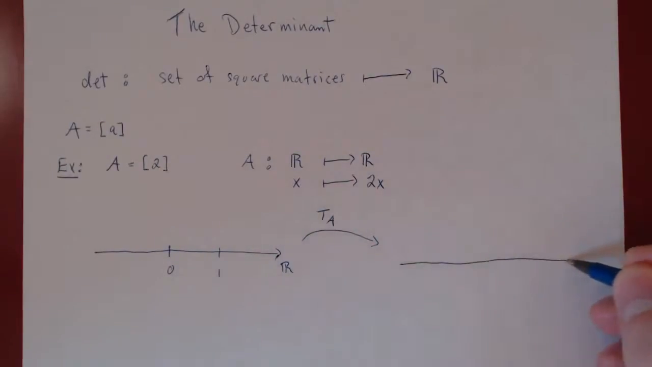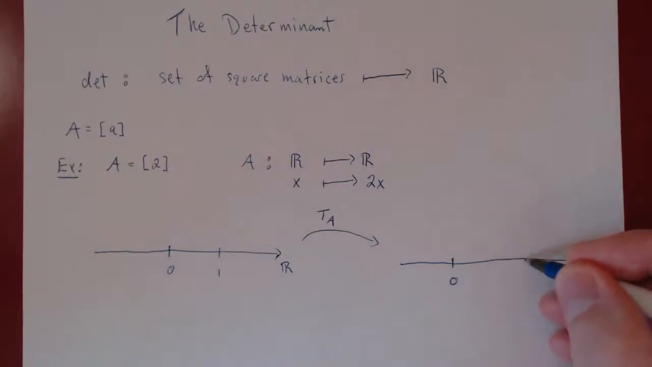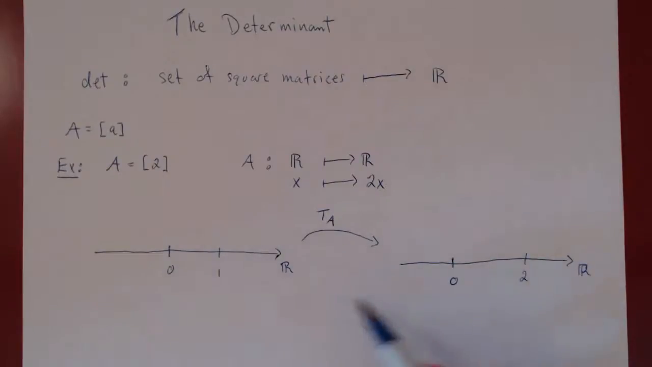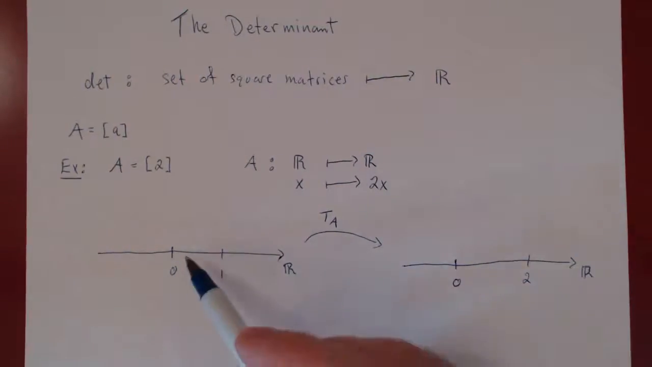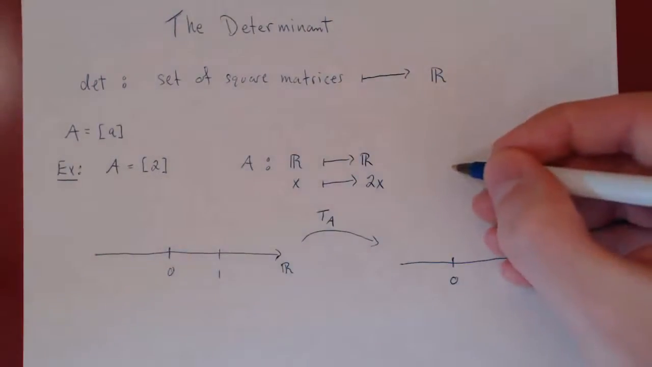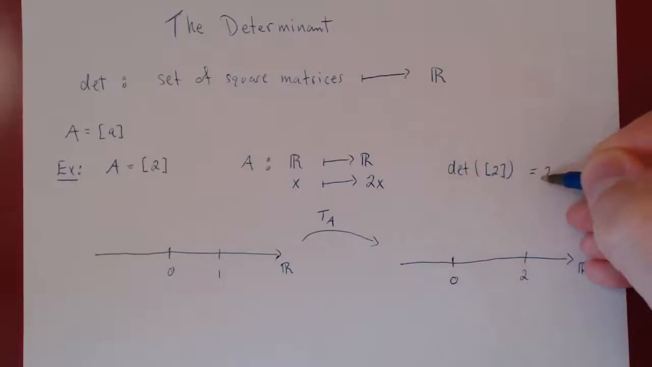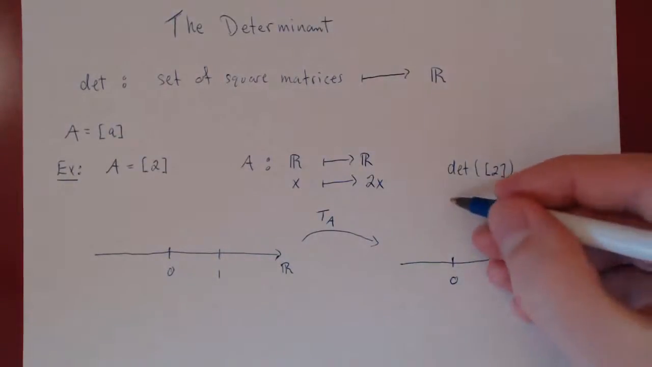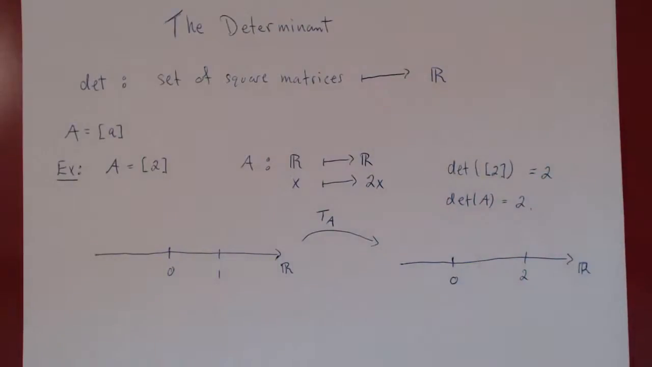Well, what happens specifically to the interval 0, 1? If you multiply everything by 2 in this interval, it becomes the interval 0, 2. So now the interval is twice as long. And that's the geometry of the matrix 2. If you multiply real numbers by 2, what's changed is everything is twice as long. And so in this case, the determinant of the matrix 2 is simply 2. So the determinant of A is just the single entry if A is a 1 by 1 matrix.